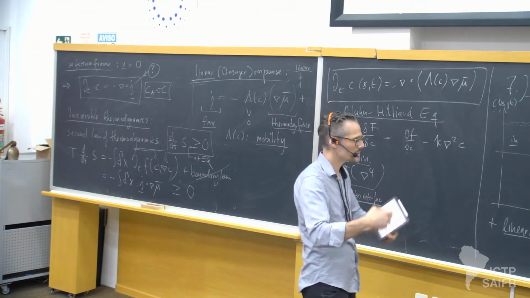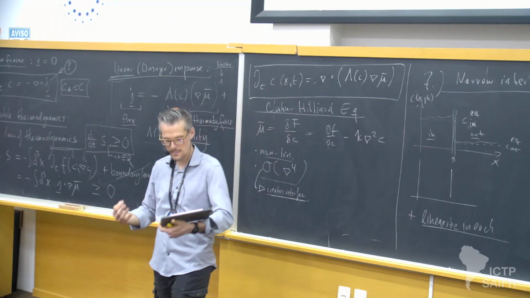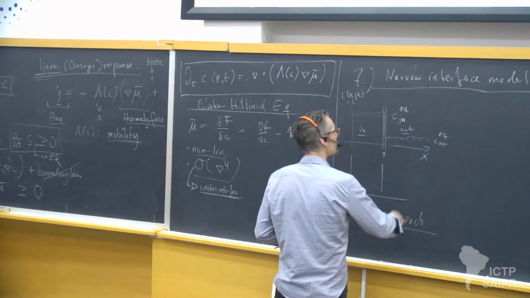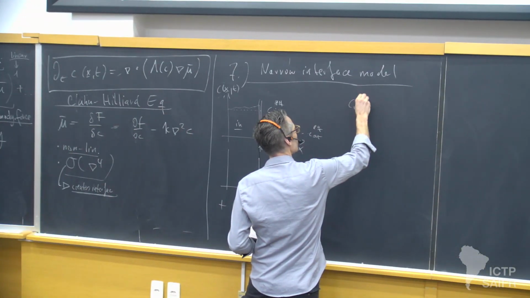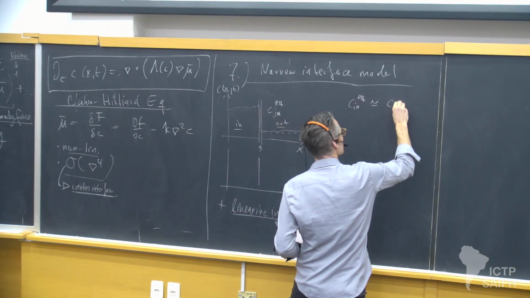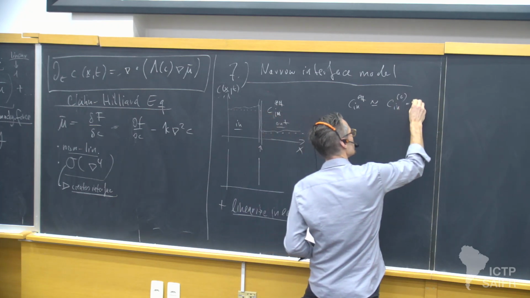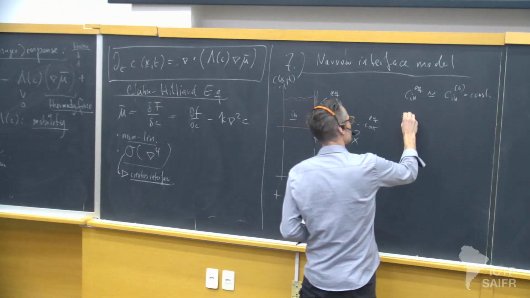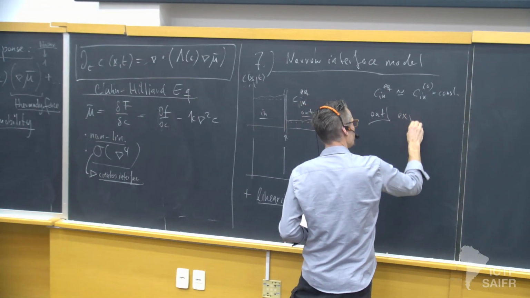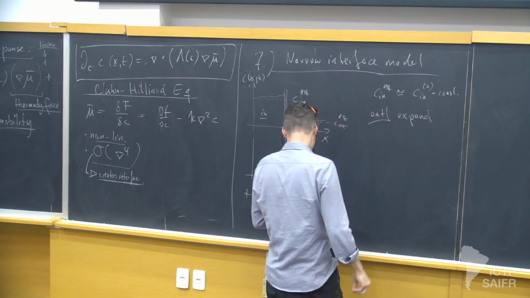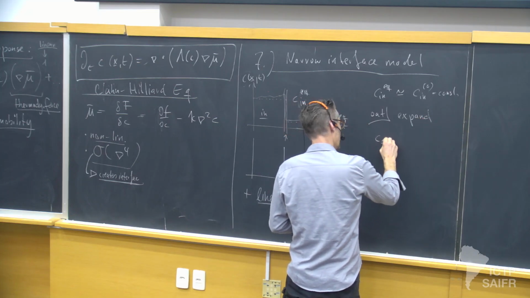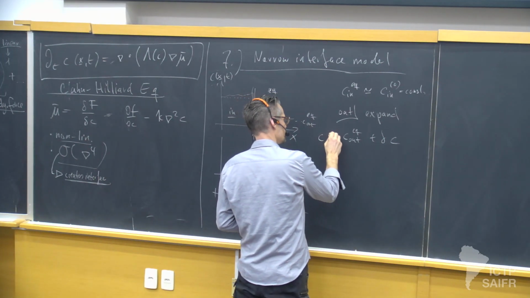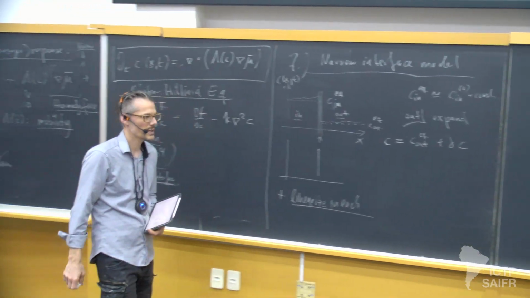But for the classical, just a classical emulsion in a box, we use what we have learned up to now. We just say that the inside is approximately C_in^0, so it's just constant. And outside, we expand C_out equilibrium plus delta C. We just write it like this, okay? And then linearize our equation.